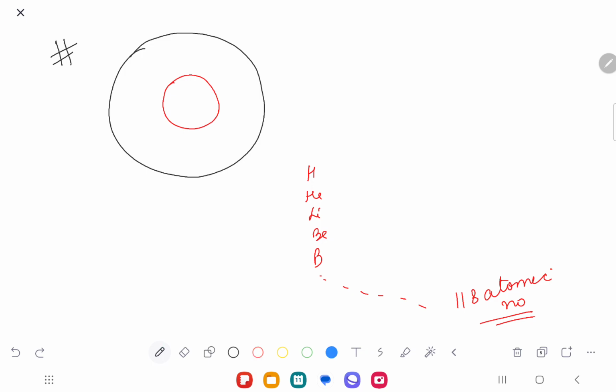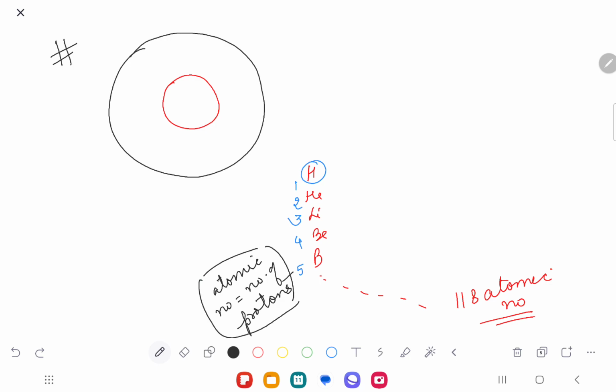What I'm trying to tell you is that hydrogen is there, atomic number 1. Helium is atomic number 2. Lithium is atomic number 3. Beryllium is atomic number 4. Boron is atomic number 5. And so on. So atomic number means what? Again, I'm saying atomic number is the number of protons. And when atomic number is the number of protons, what exactly does that mean? You tell me.